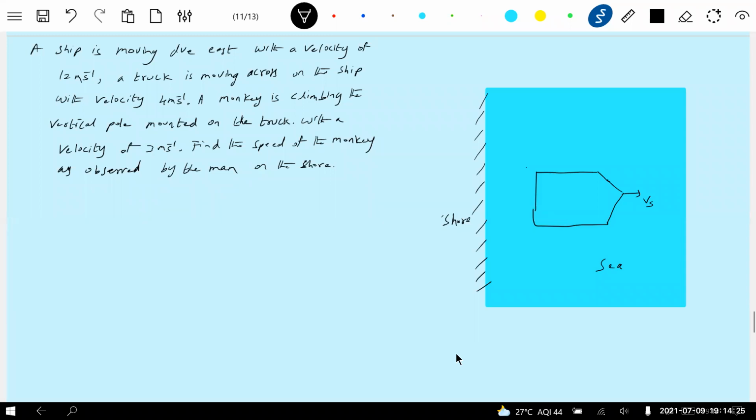Now there is a truck. A truck is moving across on the ship with velocity 4 meter per second. Across means the truck is perpendicular to it. Sorry, you should have said clearly. There's a language. I think whatever information is given will be more than enough. There's a truck moving like this with a velocity 4 meter per second. Velocity of truck, I'll write it.